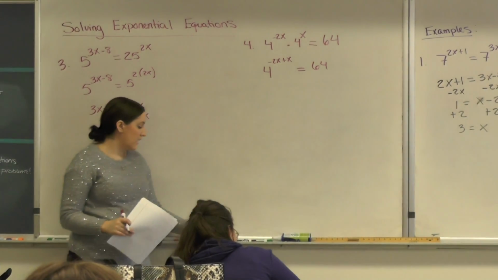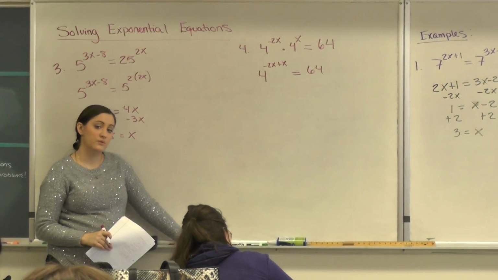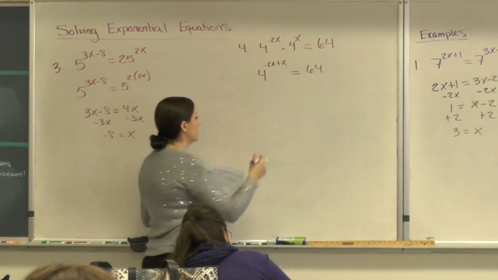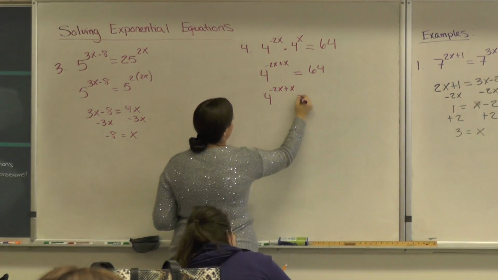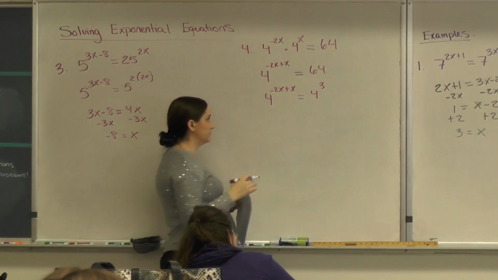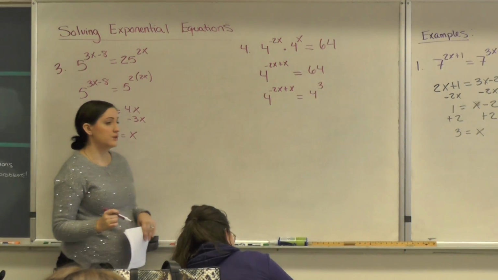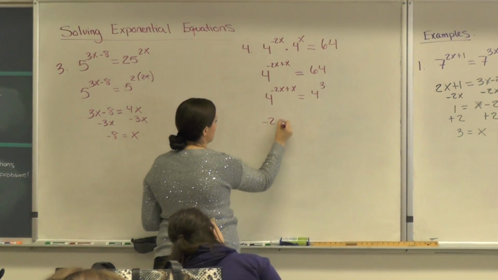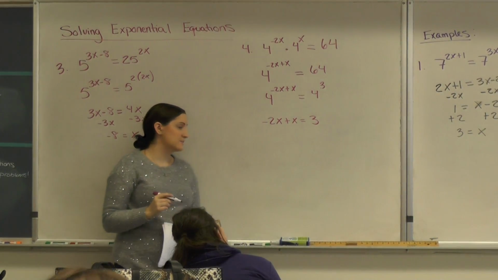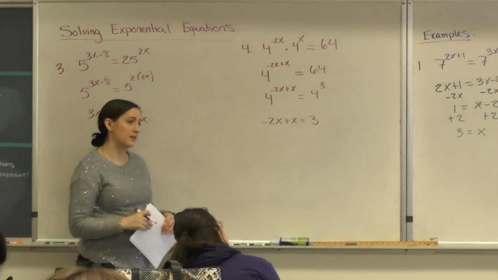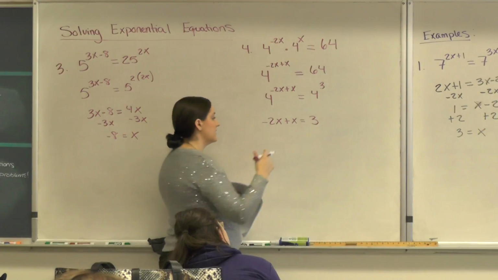Okay? Now, how can I make 64 have a base of 4? 4 cubed. So I have 4 and 4 cubed. Okay? So I drop my bases. Get negative 2x plus x equals 3. Okay, let's now combine our x's. Negative 2x plus x is negative x.